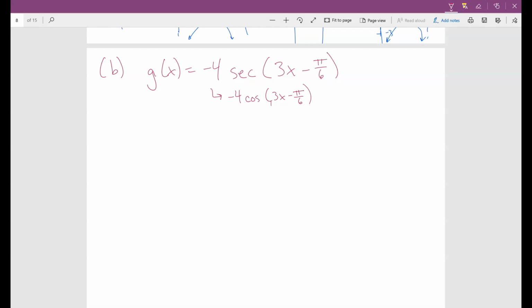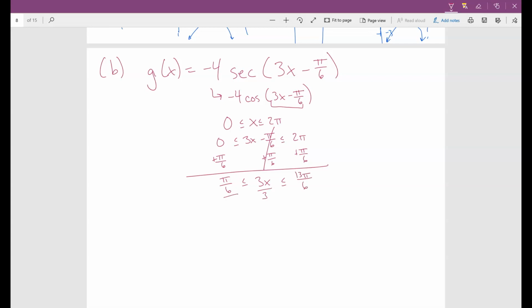So let's start off with the phase shift. So we know that the cosine curve is between 0 to 2 pi and completes 1 cycle. We're going to put in 3x minus pi over 6 on the inside, 0 to 2 pi, and we're going to add pi over 6 to both sides. So you're going to have 3x. This guy's going to give me pi over 6. This guy is going to give me 2 pi plus pi over 6. You're going to get 13 pi over 6.